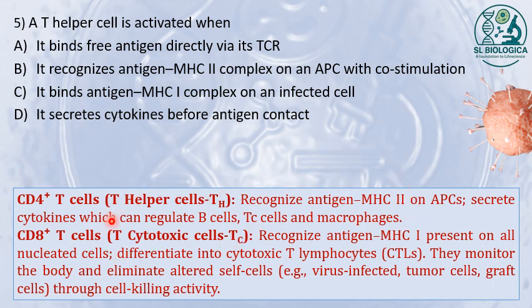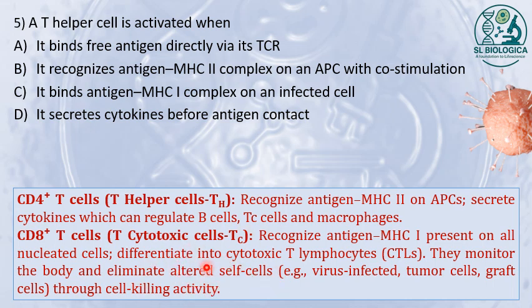And we have the second category, the T cytotoxic cells, that is TC cells, which have the receptor CD8. So we usually represent these TC cells as CD8 plus T cells, and they recognize the antigen presented on the MHC type 1 molecule, which is present on all nucleated cells. These then differentiate into cytotoxic T lymphocytes, that is CTLs, which monitor the body and eliminate the altered cells through cell killing activity, that is cytotoxic mechanisms.